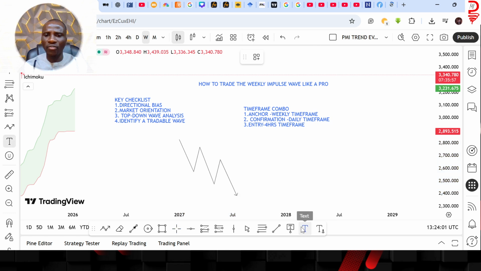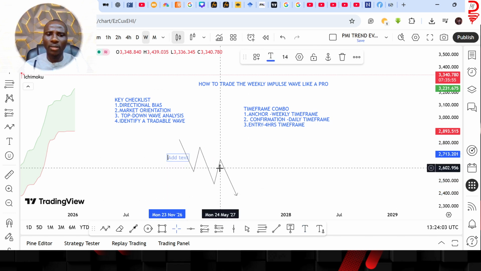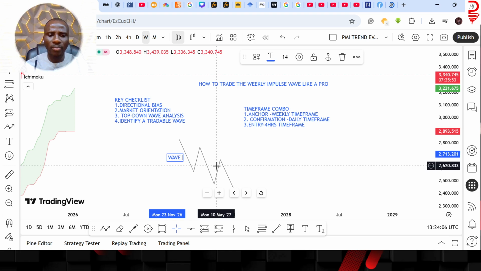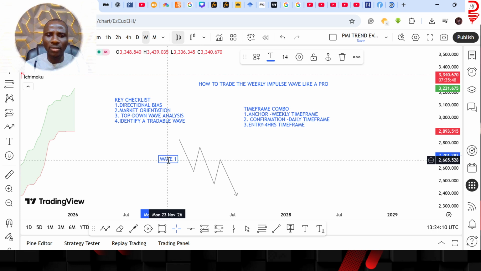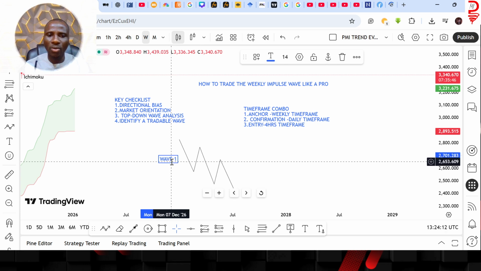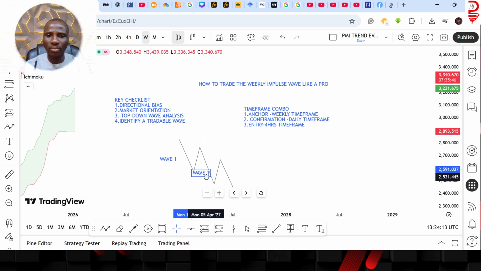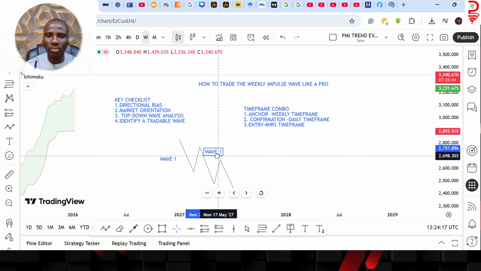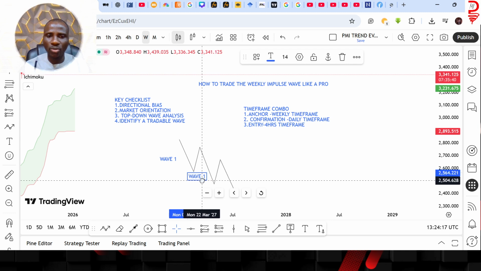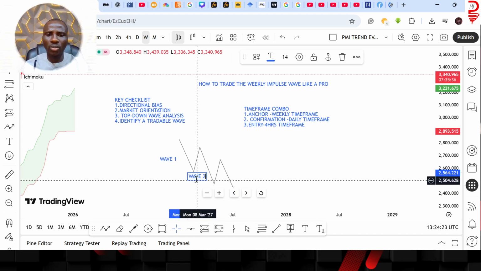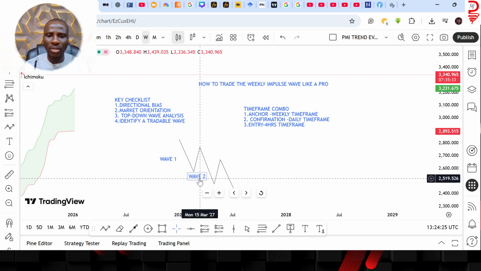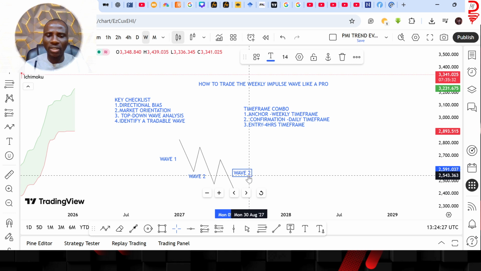Let's say this is wave one. You now want to take position to trade, I mean the second wave, wave two now. This is wave two. And of course, this will now be the third wave, wave three.